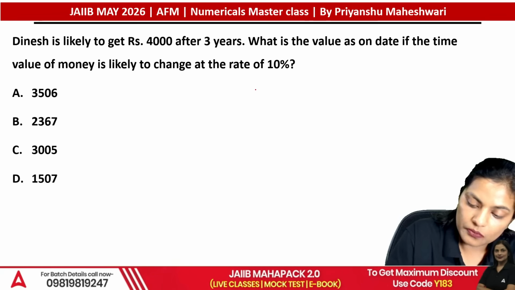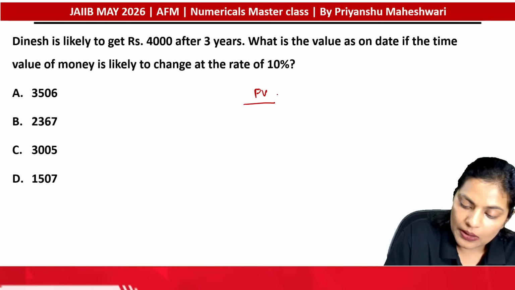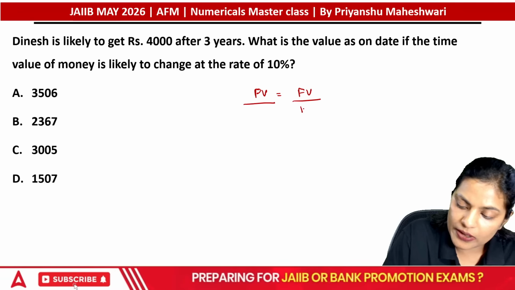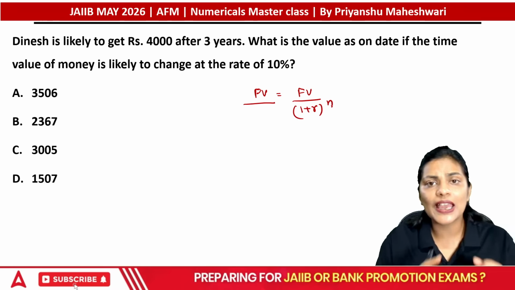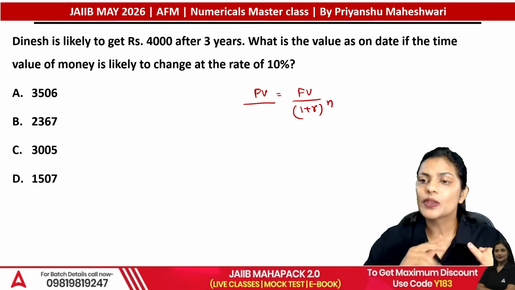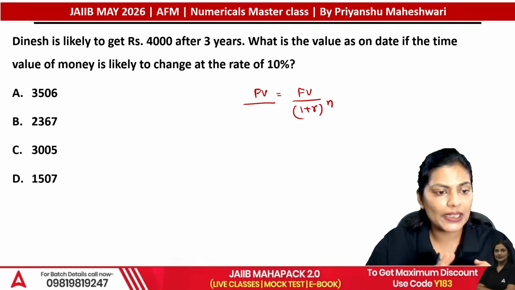Now, very simple, present value is equal to future value divided by 1 plus r power n. Now, again see, they have not used every year, it is a one-time thing, right? Beginning, nothing is there.